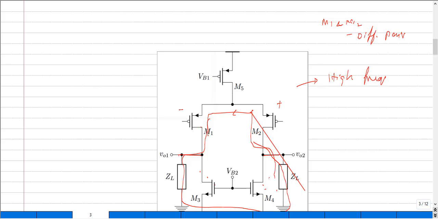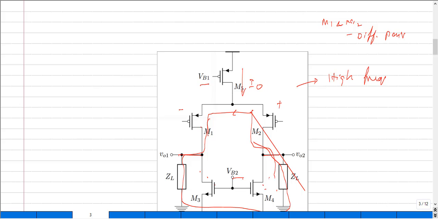But on the other hand, the biasing voltages VB1 and VB2 create a kind of biasing problem. So what is that problem? It's basically because both VB1 and VB2 try to create a DC current. In the case of M5, VB1 creates, let us assume, the current I0.